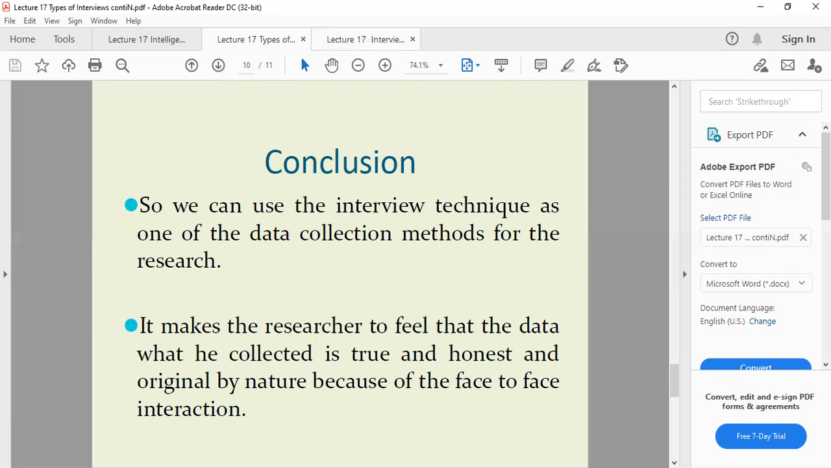Next lesson, we are going to look at strategies that we can use in conducting elite interviews.